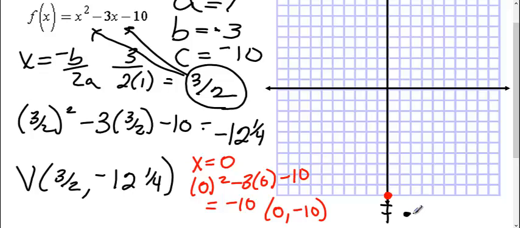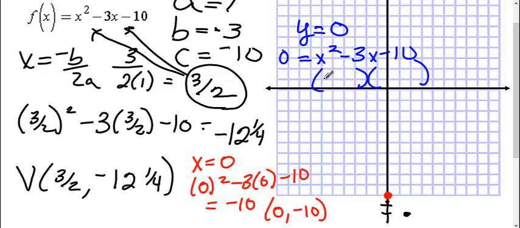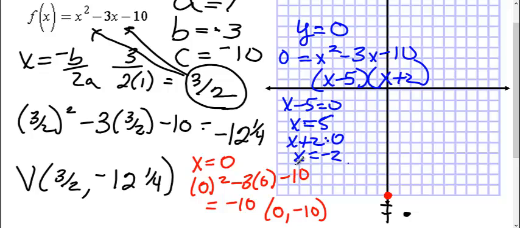And then I need to now set y equal to 0 to find more points to see where it crosses the x-axis. So y equals 0. So 0 equals x squared minus 3x minus 10. To solve this, I need to break it up into my two parentheses. It's going to be x minus 5, x plus 2. Set each of these equal to 0. We get x equals 5 and x equals negative 2.